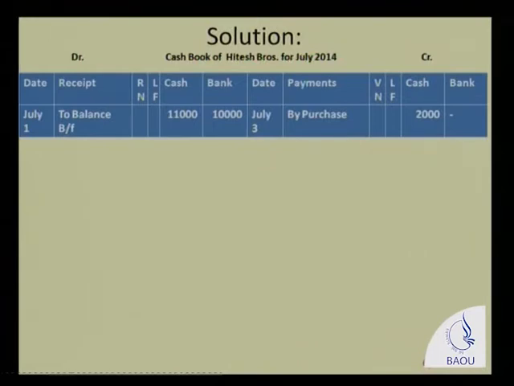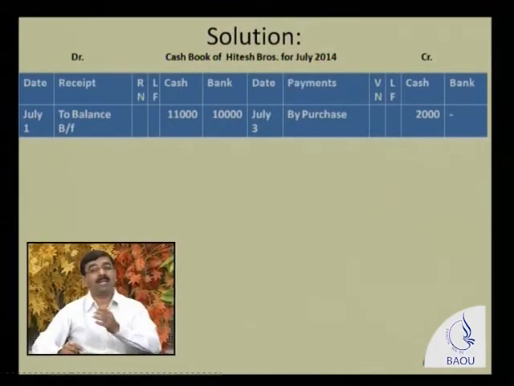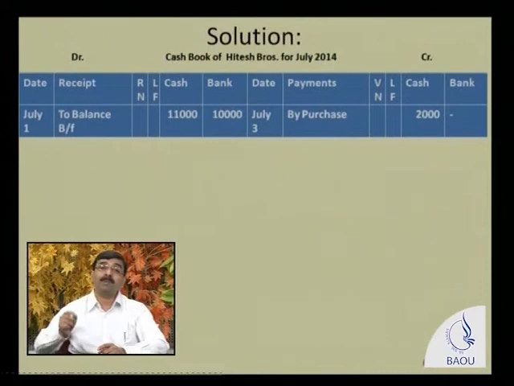The general entry is purchase account debited to cash account, and it is recorded on the payment side because cash goes out. So on the payment side, by purchase, opposite the name of cash, and in front of it 2,000 rupees we write in the cash column, because it is mentioned very clearly that they paid cash. So that's why the cash column shows 2,000 rupees. Now moving to the next transaction.